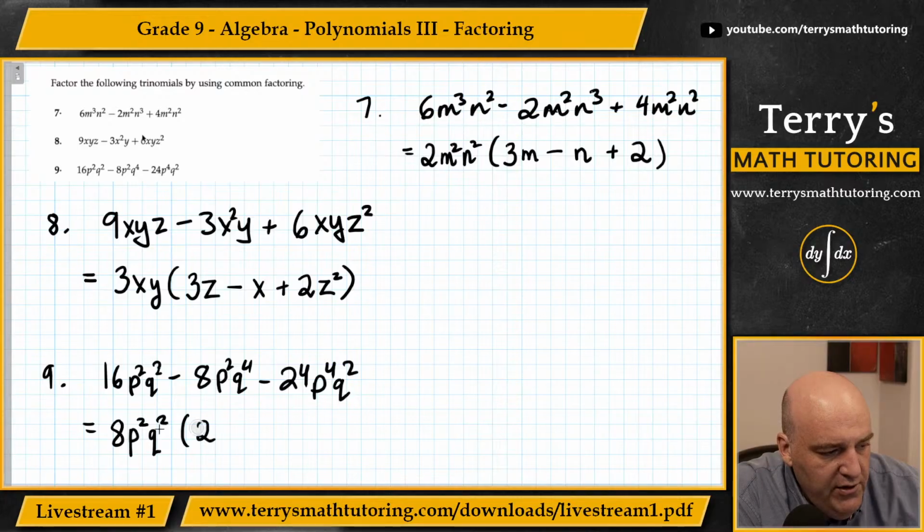There's going to be a 2 here. 8 times 2 is 16. P squared and q squared have both been factored out, so there's nothing left there. The 8 has been completely pulled out. P squared as well. But q to the 4, we took out 2 copies of q, so there's a q squared left. And then 3 times 8 is 24. P to the 4, we took out a p squared, and the q squared is gone as well. And there's number 9.